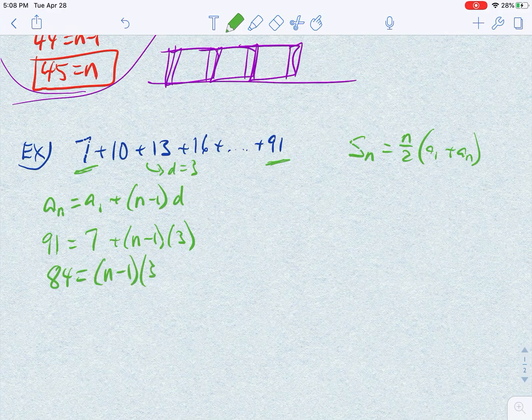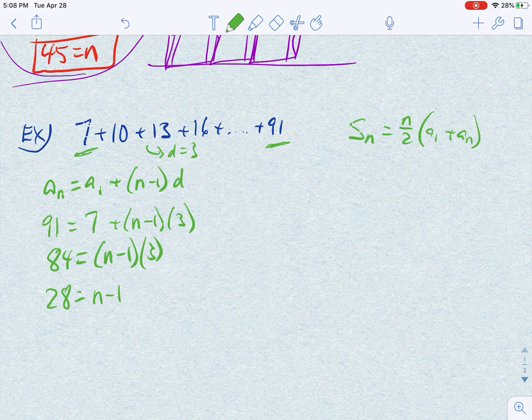So I need to add on n minus 1 d's. D is 3. So I can say I want to get from 7 to 91, I need to add on n-1 threes. So look what I do.